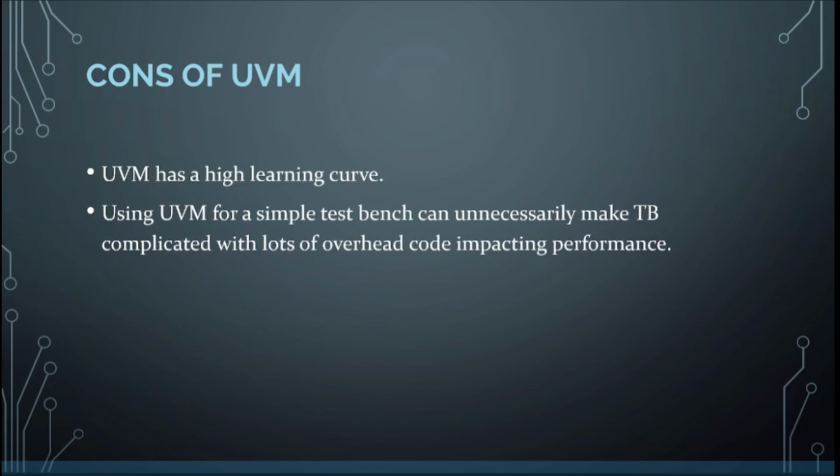So basically, when we are just verifying simple test bench structures, we don't opt for UVM because it will be much more difficult. In such cases, when we are just verifying simple designs, using UVM may seem unnecessary because it has many complicated code, which may impact the performance of the basic code that you are developing in your TB, right?